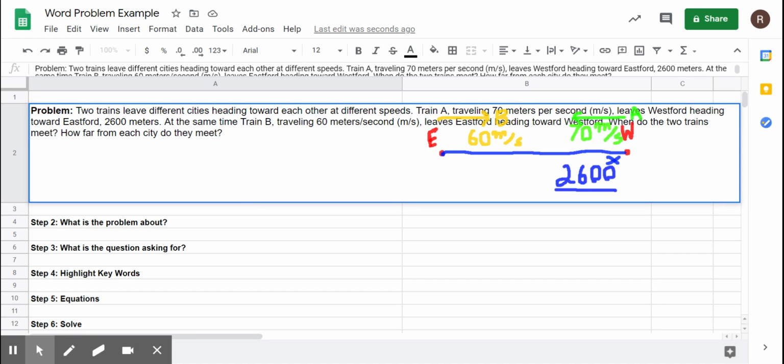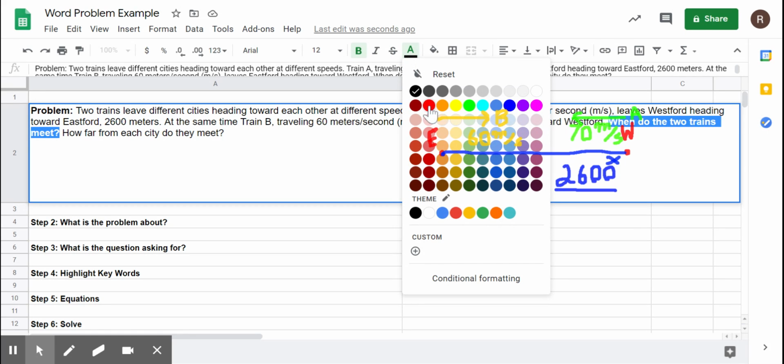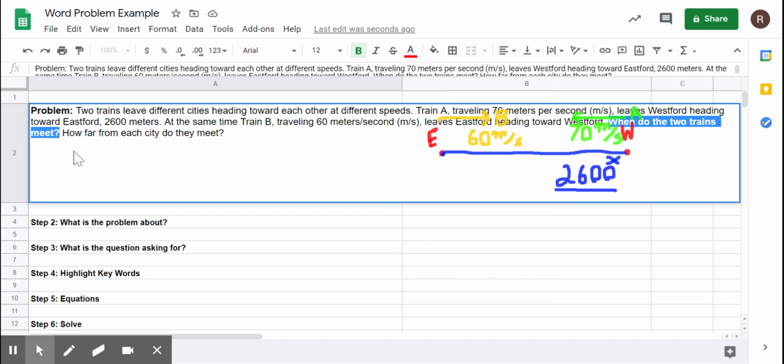I'm asking, and I know this may be hard to see, when do the two trains meet? Okay, so that'll be question 1. You know what? I'm going to put that in bold. Let's make that red. And then after, we want to know how far from each city do they meet. Well, that question is going to be a little harder because notice it's not like where on the number line do they meet. It's how far from Eastford do you meet and how far from Westford do you meet. So this is actually two separate values. This is going to get me actually 3 separate values.